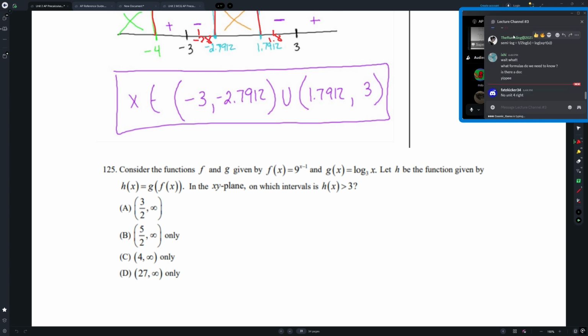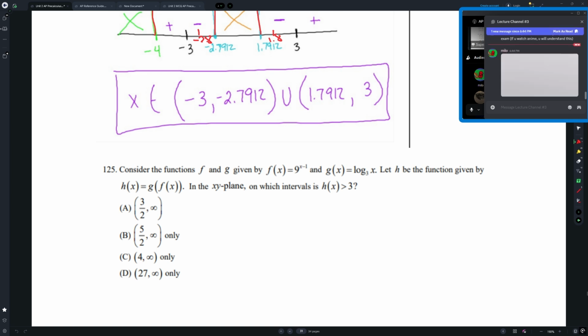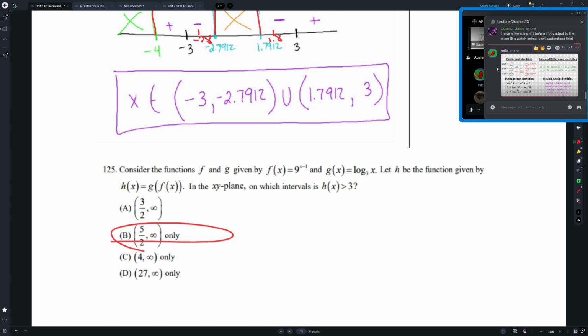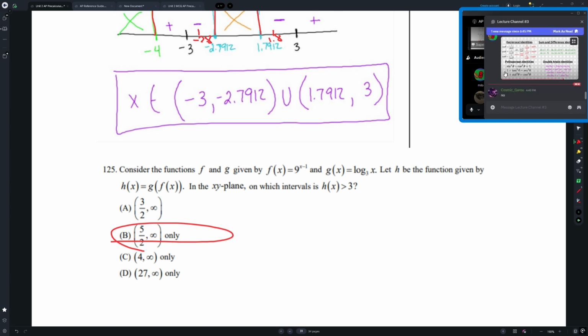So, no unit 4, right? So for 125, the answer is B. Any questions on this? Yeah, that's all the trig identity. Okay, how do you get B?